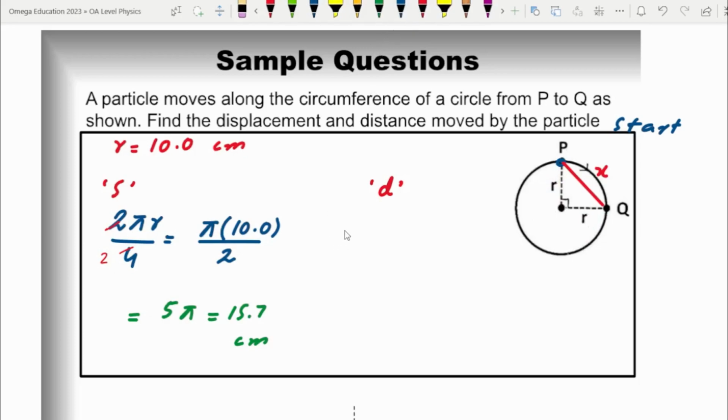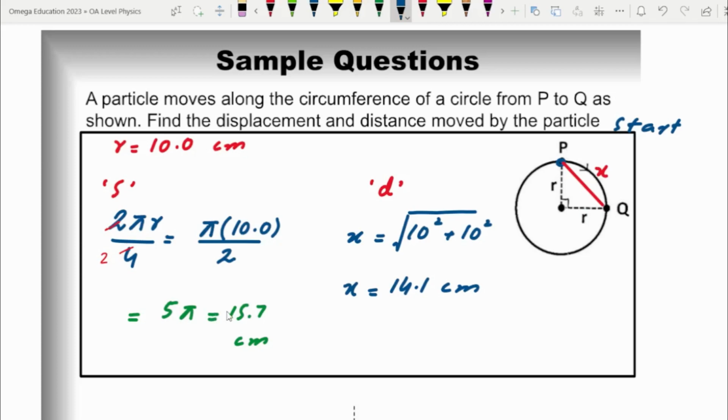So we can use the Pythagoras theorem, and that tells us x equals the square root of base square plus perpendicular square. Hypotenuse square equals base square plus perpendicular square. So what do you get? You get square root of 200, which is 14.1 centimeters.